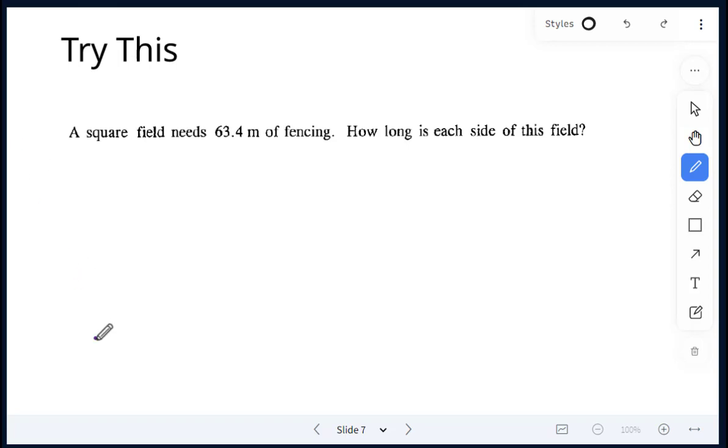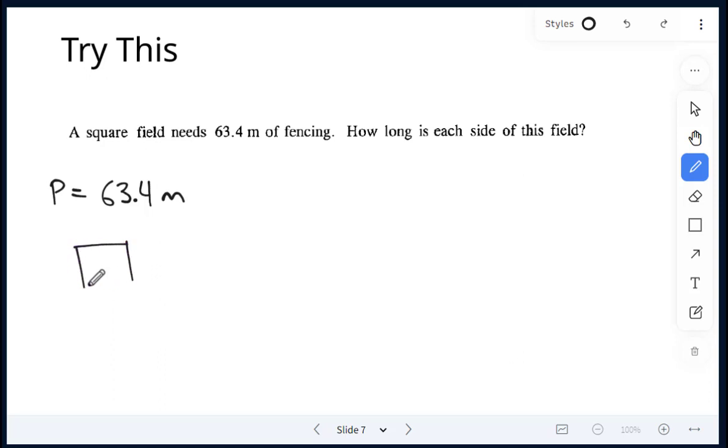On together as a class. So a square field needs 63.4 meters of fencing. How long is each side of this field? All right, so it is a square. So we know it's perimeter because it needs fencing. So that's perimeter. So perimeter is 63.4 meters.